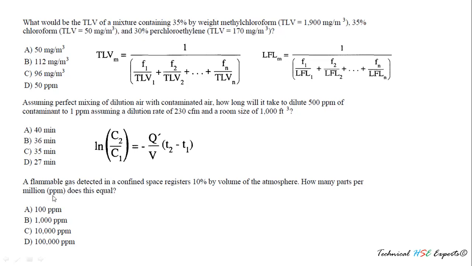Here we need to note down one condition: 1% is equal to 10,000 ppm. This is a sort of unit conversion. 1% is equal to 10,000 ppm. So for 10%, how much will be the ppm? 10% means 100,000. Exactly.